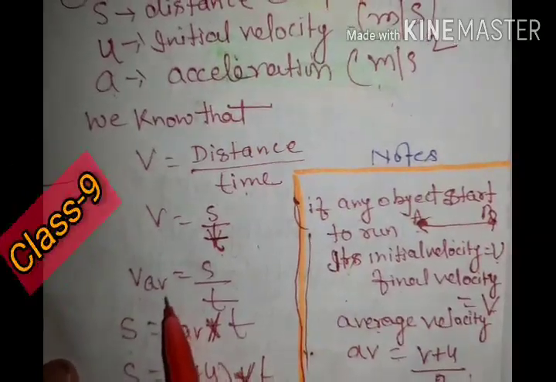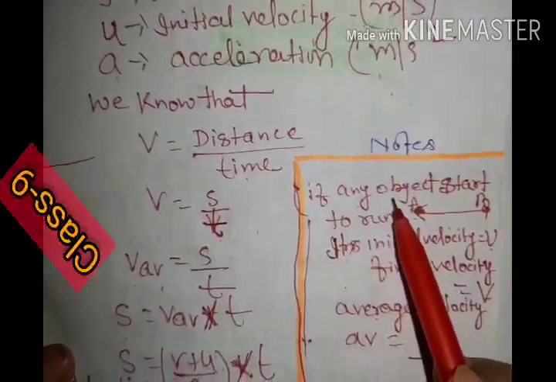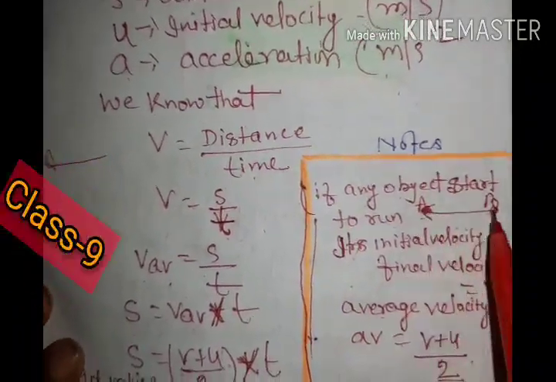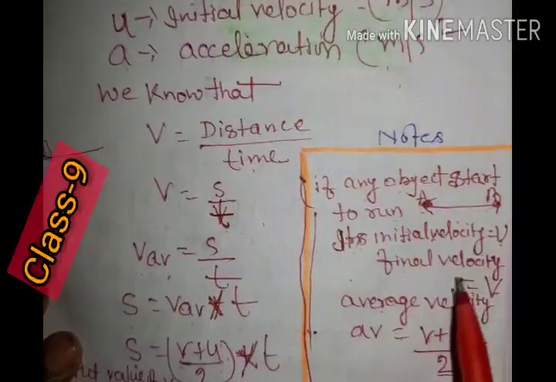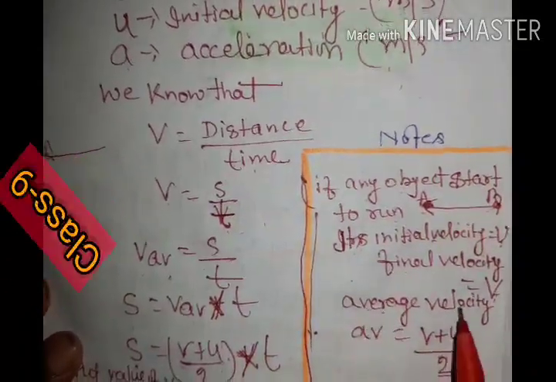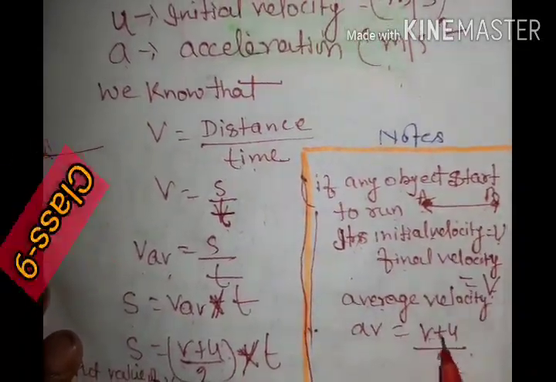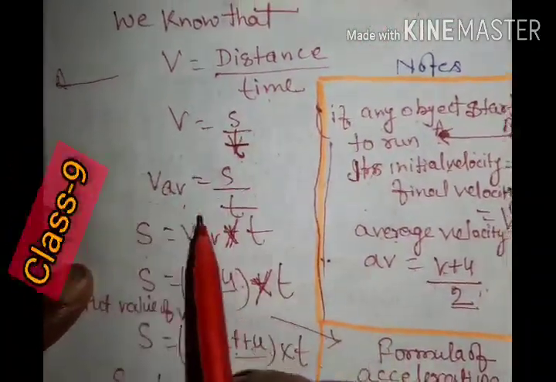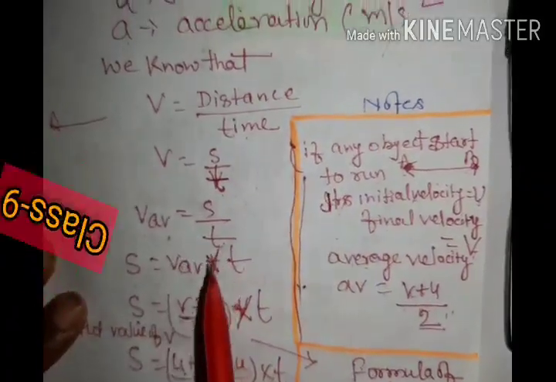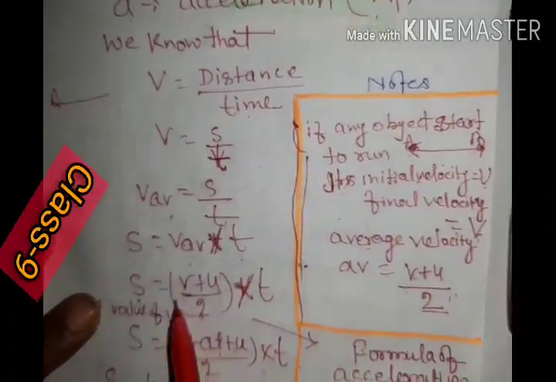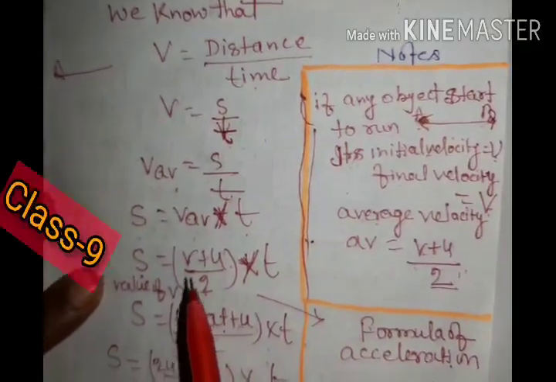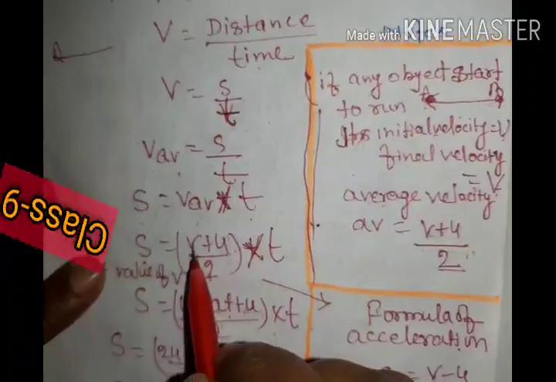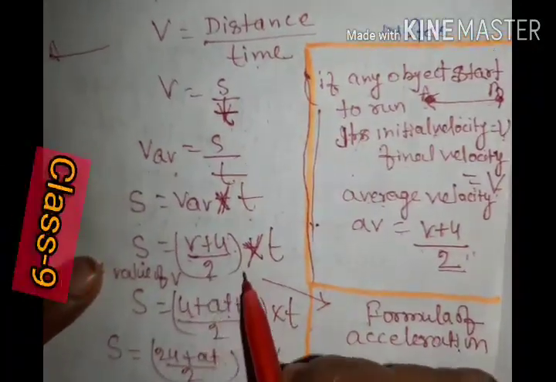Average velocity. What is the average velocity? If any object starts to run from A to B, its initial velocity is u and final velocity is v. Now average velocity is equal to v plus u by 2. S is equal to average velocity into t. Now put the average velocity, v plus u by 2, into t.